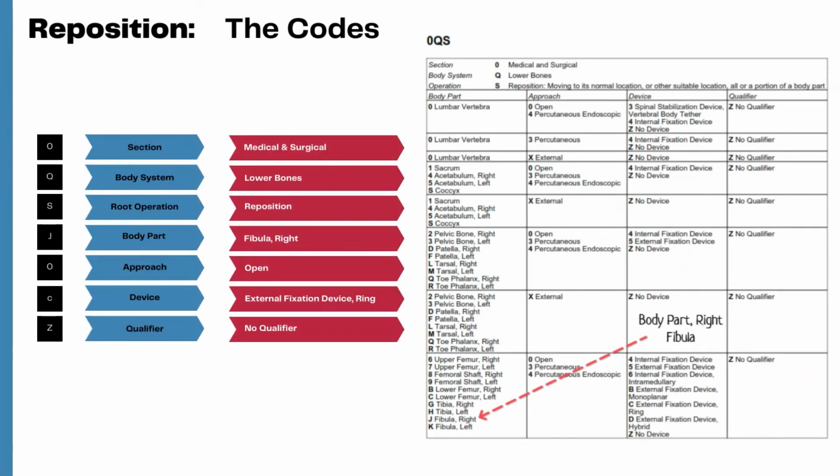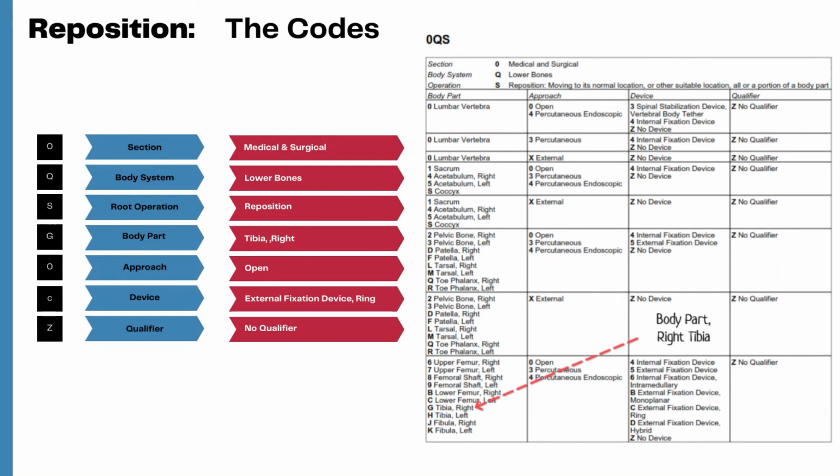The second code for the right fibular fracture reduction is 0QSJ0CZ. Now, the section is medical and surgical, which is 0. Body system is lower bones. Root operation is reposition. Body part, in this case, we are coding for the right fibula, which is J. Approach is open. Device is ring external fixation device. And the seventh character is no qualifier. This is the second code.